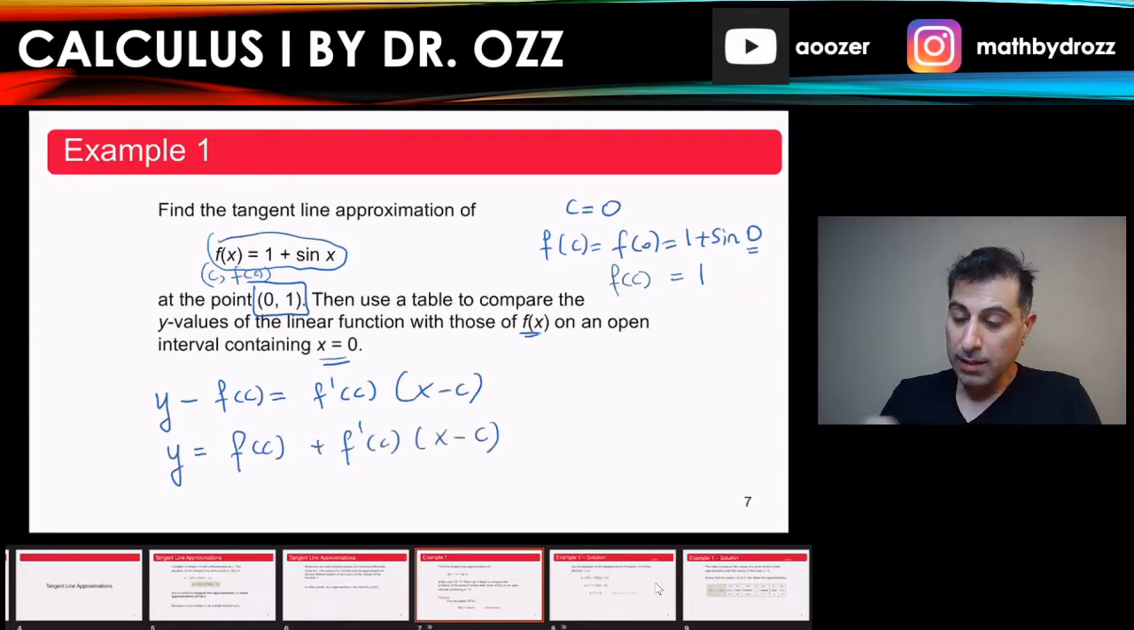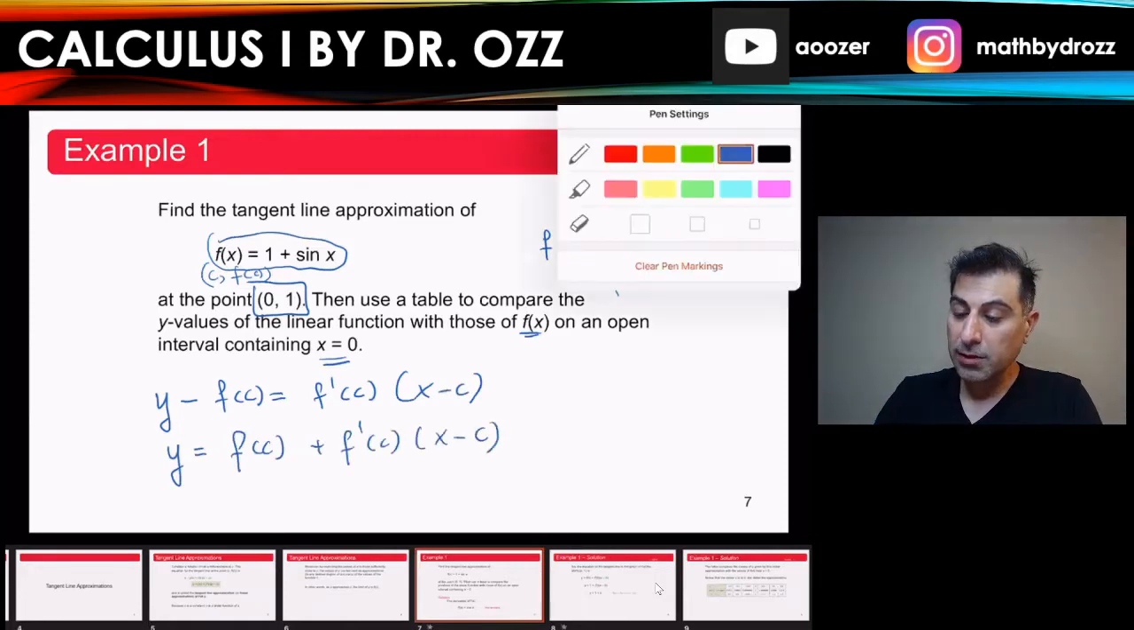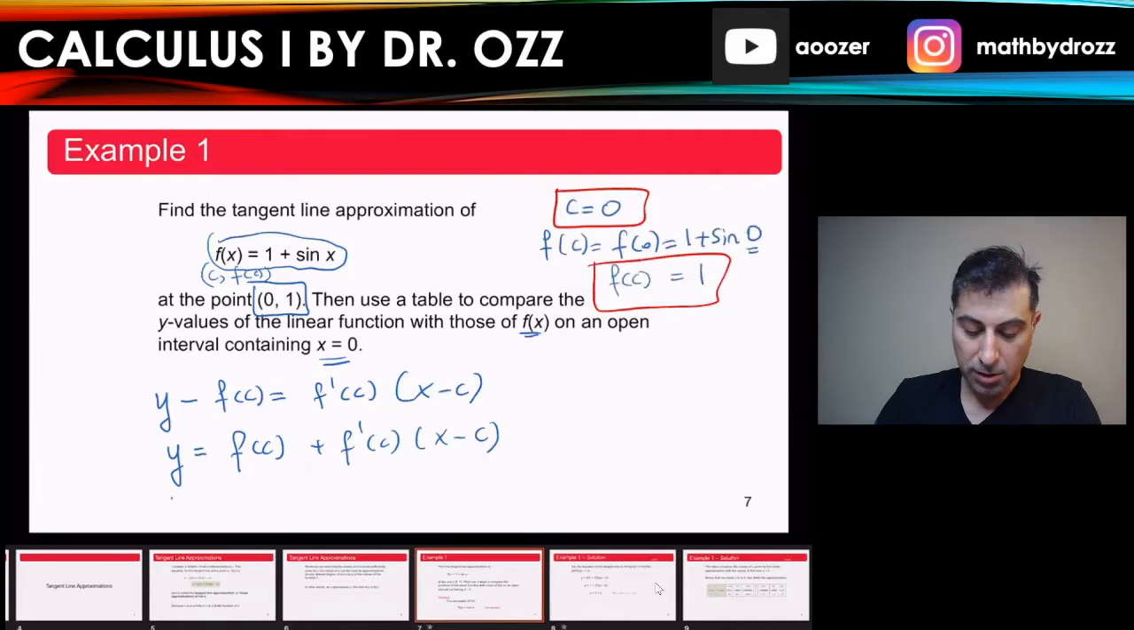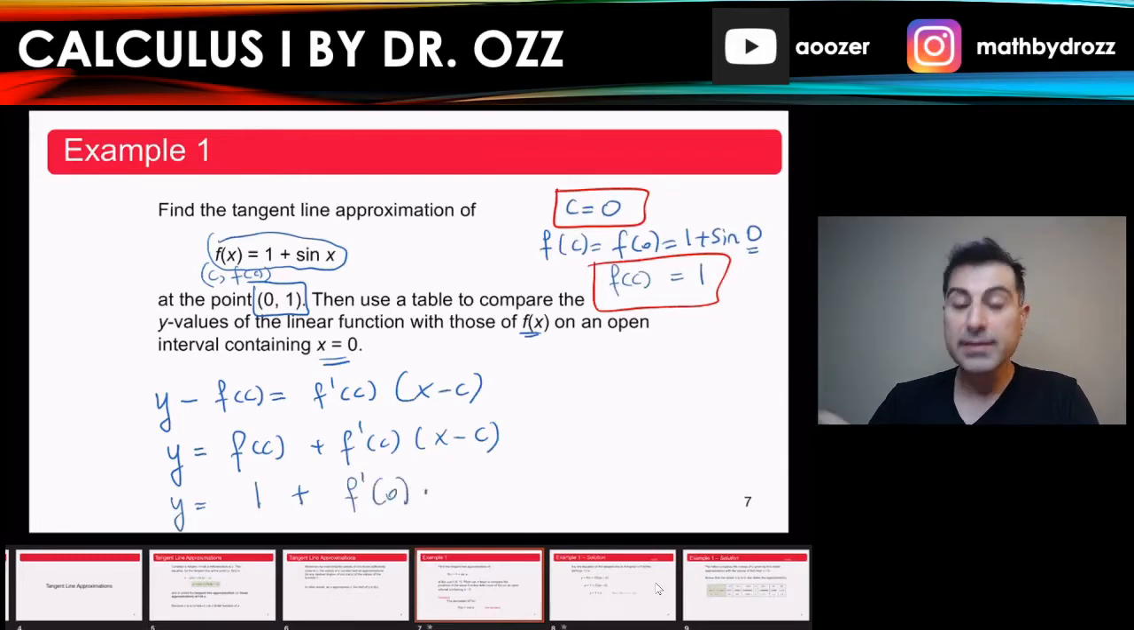Okay? And c right here is 0, and f of c equals 1. So we're going to go back and then plug those here and here. So f of c is 1 plus f prime at 0 times x. Okay, so all I need is f prime at 0. So let's find that. Well, let's take the derivative of the function.